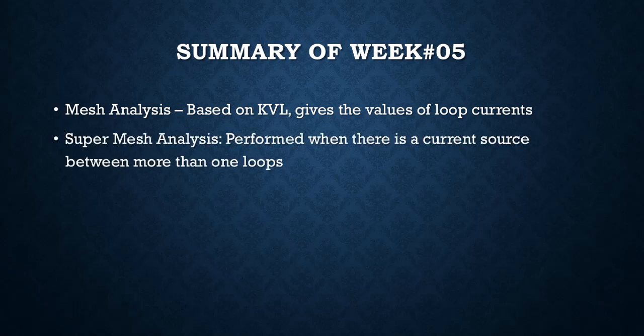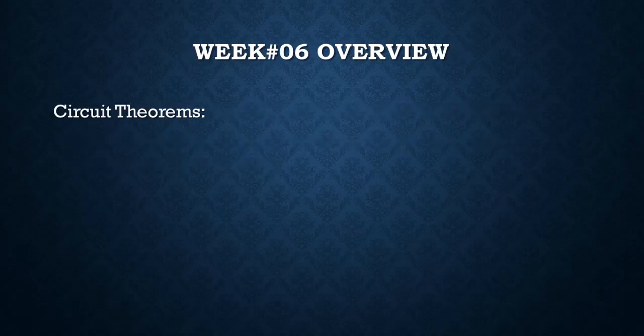Super mesh analysis is performed when a current source is present between more than one loop. This forms the case of a super mesh, and it is solved by open circuiting that particular current source. Once you have open circuited that current source, you are short of equations, and those equations are found by applying KCL to that particular node involving the current source. We also covered examples of mesh analysis and super mesh analysis in the previous lecture.